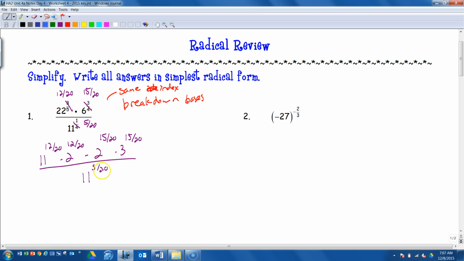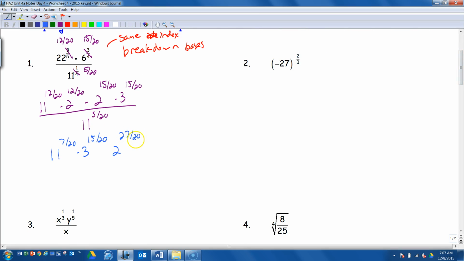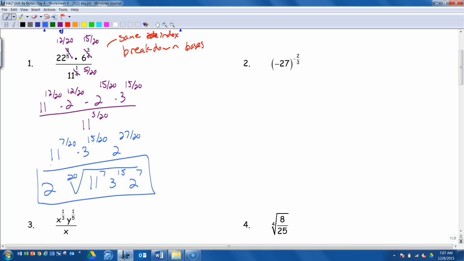So we have 12 minus 5, which is 7. We get 11 to the 7 twentieths. We get 3 to the 15 twentieths. And we have 2 to the 27 twentieths, which means you have more than one. Since this is higher than 20, we're going to have a 2 on the outside. We're going to use 20 of them. And then we have the 20th root of 11 to the 7, 3 to the 15th, and 2 to the 7th is remaining. And that's the final answer.